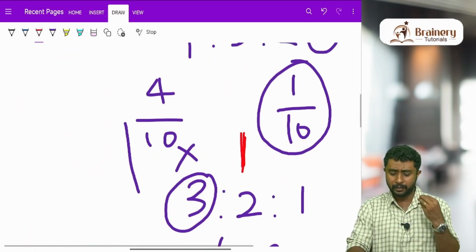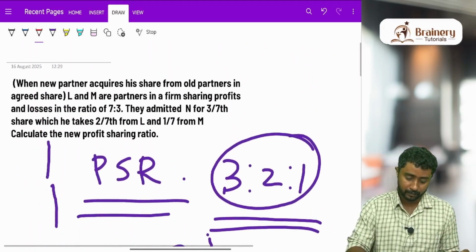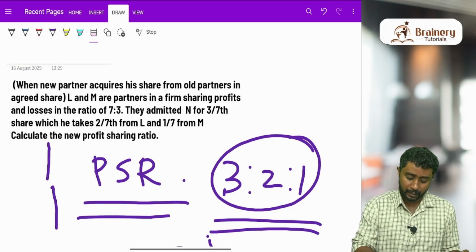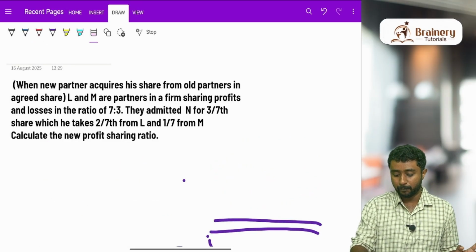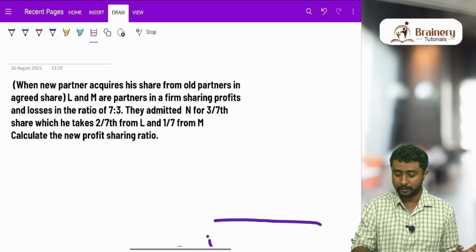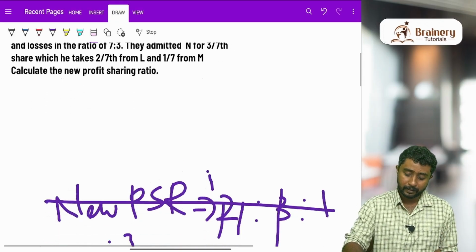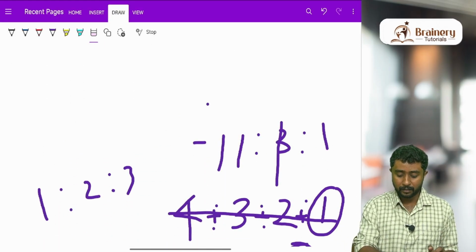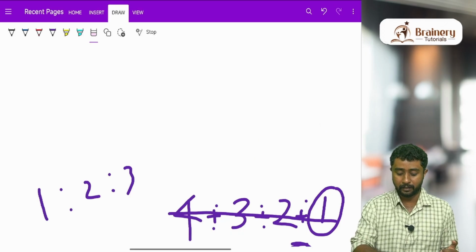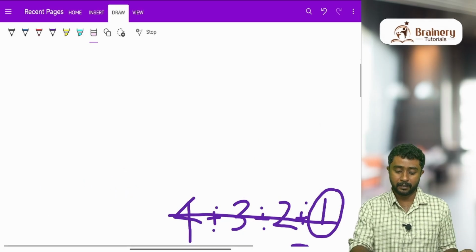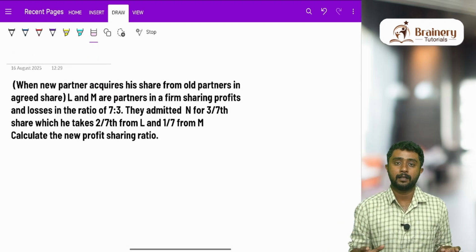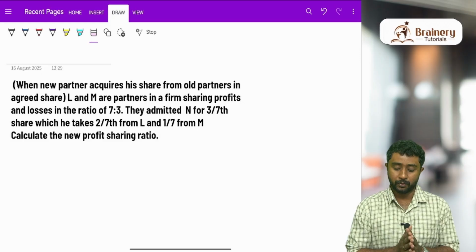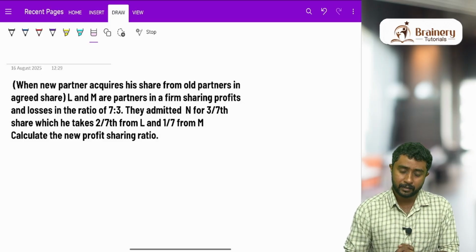So like this, in every situation, whether it is admission, retirement, or any chapter or topic, in all these chapters, some people will be gaining, some people will be sacrificing. How to identify whether they are talking about the gaining ratio or the sacrificing ratio in the question? What is the sacrificing ratio? Just before, we discussed that if you are putting together the sacrifice of more than one partner in the form of a ratio, then that ratio is called the sacrificing ratio.